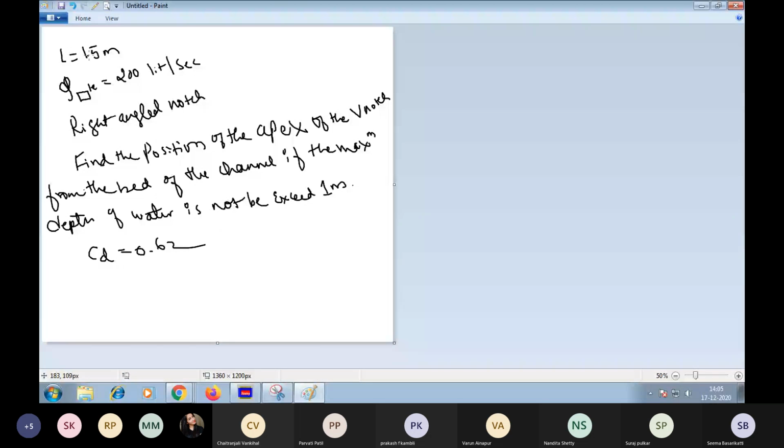It is 1.5 meter length. So discharge through a rectangular notch is 200 liters per second, and then it passes through a right angled notch. It is a similar kind of problem, but here they have twisted the problem. So just go through it and solve it.